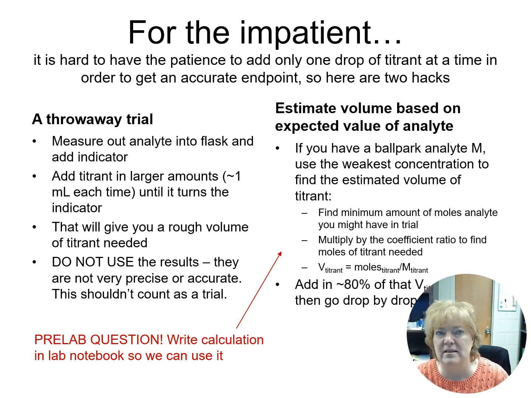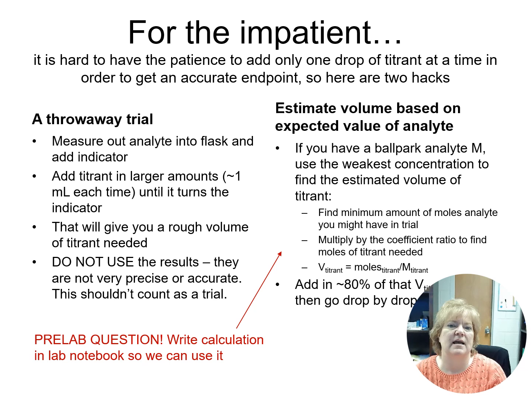So you're going to get impatient, and then instead of adding one drop, you add a bunch of drops, and then it goes from clear to dark pink. So you need to be patient. Two things that we can do. One is a throwaway trial. In a throwaway trial, I just want to get a ballpark volume of how much titrant I have to add. So you measure out your analyte into a flask, and then you add the titrant 1 milliliter at a time: 1 milliliter, 2 milliliters, 3 milliliters total, 4 milliliters. So you're adding it 1 milliliter at a time instead of drop by drop. And then it'll go from clear to dark pink.